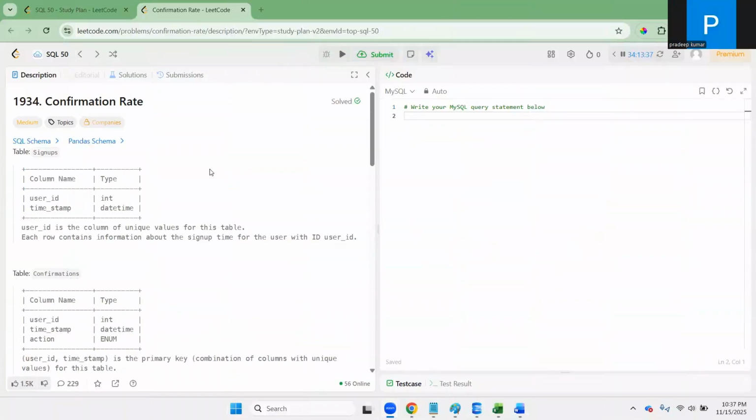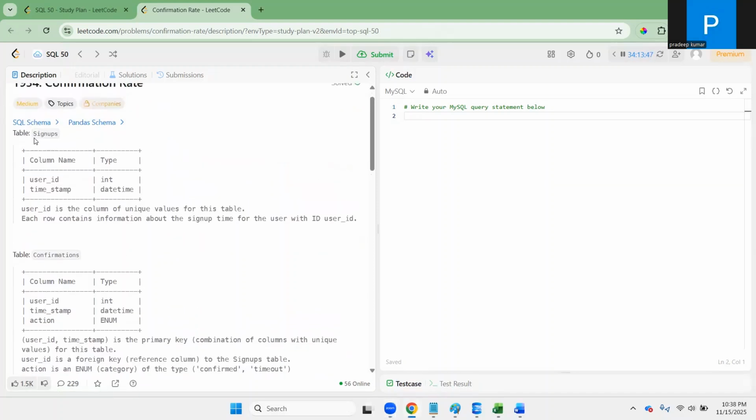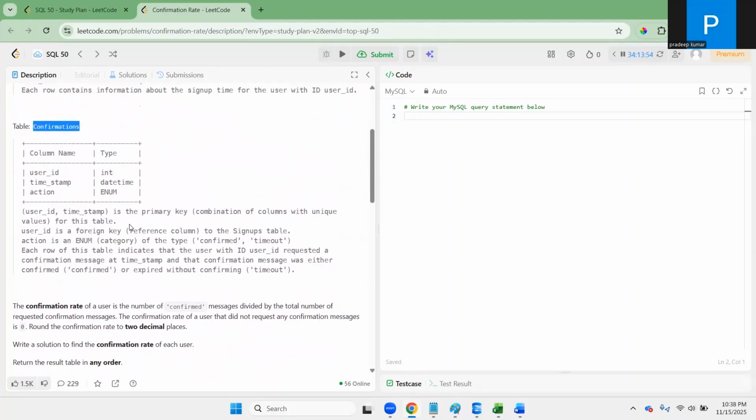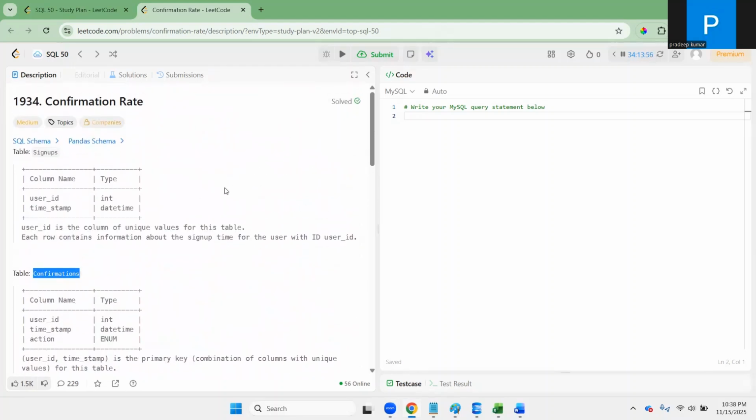Hello everyone. Today we are going to discuss one of the finest questions on LeetCode, the confirmation rate. So we are given the sign up table as well as the confirmation table. Before going into a detailed description of the tables, let's discuss the domain context.